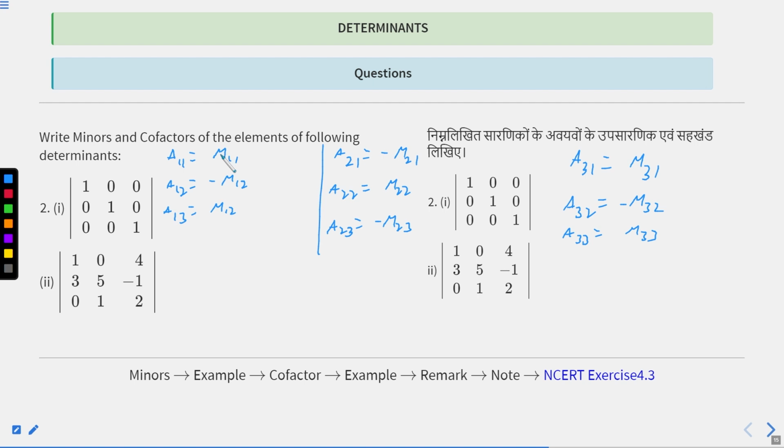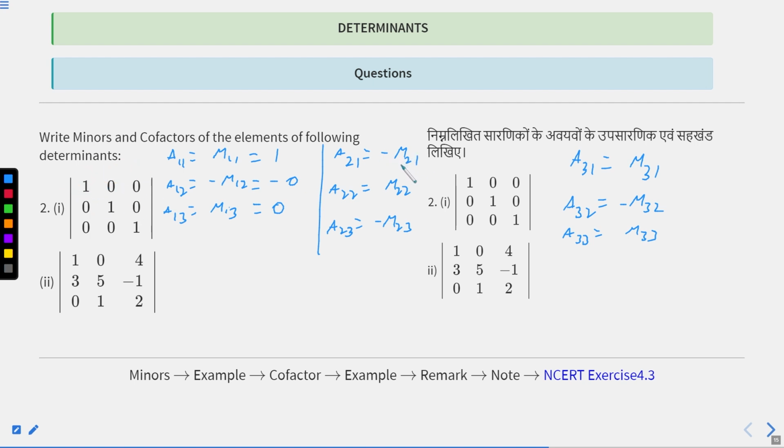Now we have to evaluate just the minors. M11 means eliminate first row, first column. You are left with this 2 cross 2 matrix, and you find the determinant. The determinant will be 1. Now for M12, eliminate first row, second column. You are left with this, so the determinant will be 0. Now M13 means eliminate first row and third column. You are left with this, so the determinant will be 0.